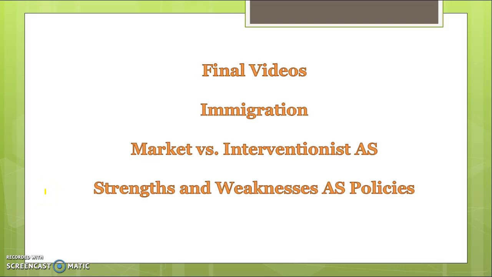Okay, in this last section of 3 or 4 videos, we're going to be looking at 3 main things. I'm going to quickly touch on immigration and some tricks to use when linking immigration to our aggregate supply potential, or productive capacity, or strong and sustainable growth. We're going to talk about the difference between market versus interventionist aggregate supply policies.